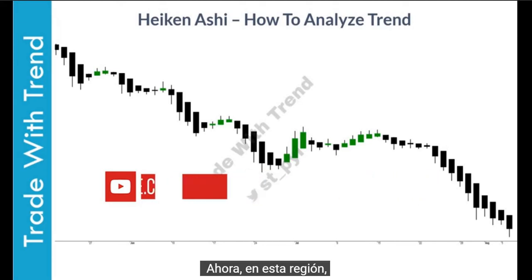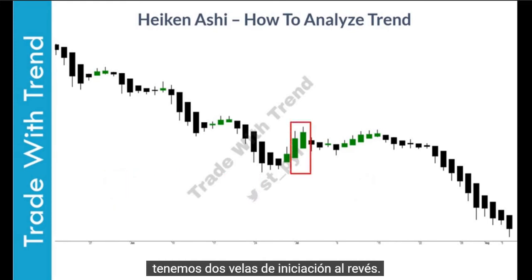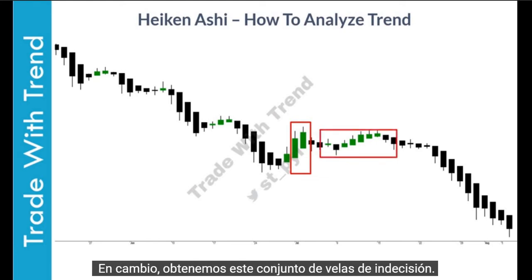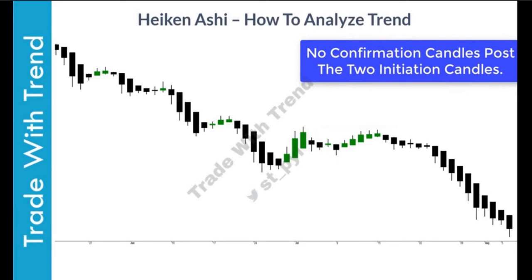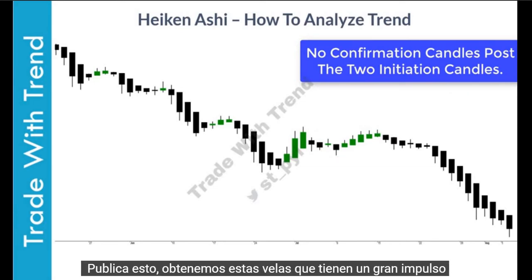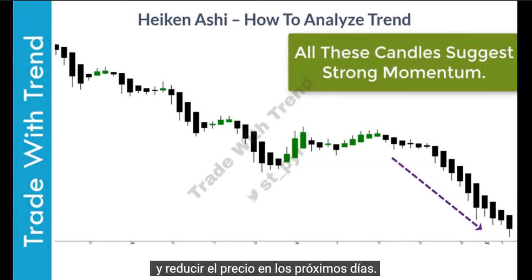Now at this region, we get two initiation candles on the upside. However, post this, there is no confirmation candle that shows up. Instead, we get a set of indecision candles that suggest hesitation in price to move higher. Post this, we get these candles that are high on momentum and take price lower in the days to come.